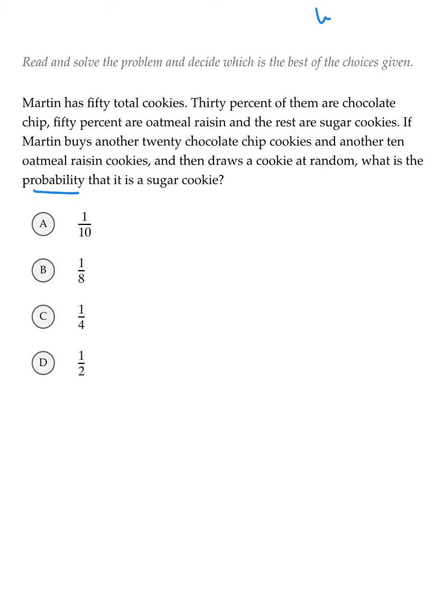That means what you want over the total possible ways to get something. So how many ways can we get something that we want over the total possible ways that it can actually happen?